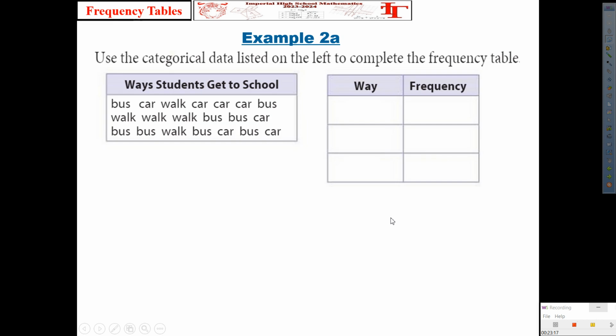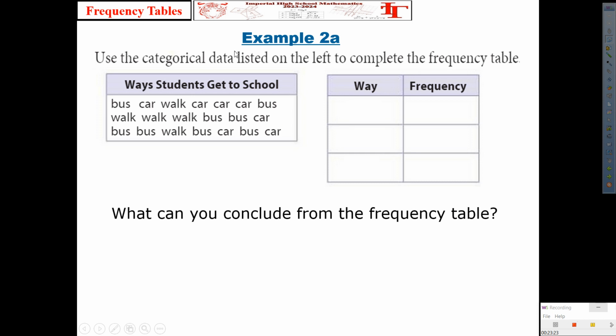Example 2A. Look up. Don't copy this. And it says, use the categorical data listed on the left to complete the frequency table. Notice this is frequency. That's why it's a what? Frequency table. Okay. So it says, way students get to school. What way do they get to school? By bus, by car, or walking. Is there any other way? No.